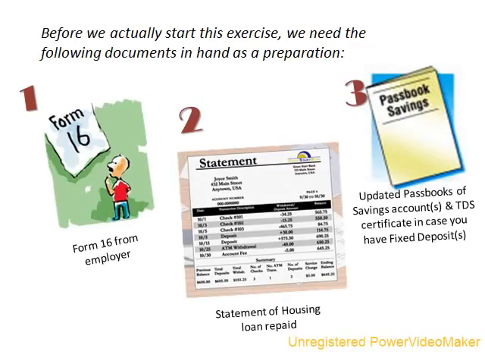Before we start the exercise, there are three documents you should make sure you have ready with you. The first is the Form 16 from your employer. The second, in case you are repaying any housing loan, is the statement of principal and interest repayment that your bank will give you. The third is to have updated passbooks of all your bank accounts. In case you have any fixed deposits going, the bank will give you what is called a TDS certificate. So make sure you have that collected.